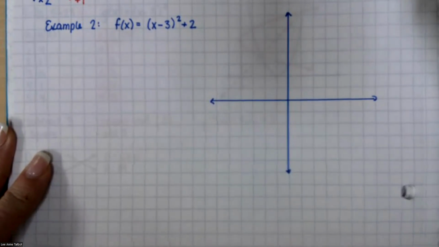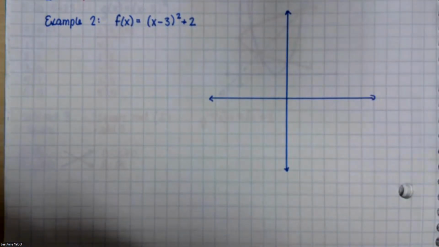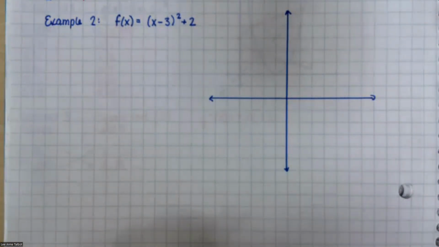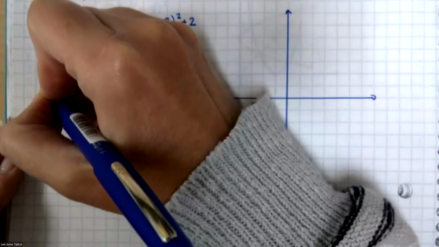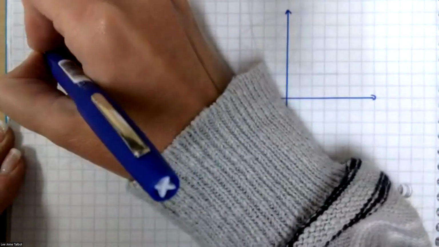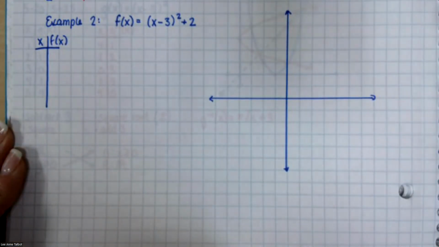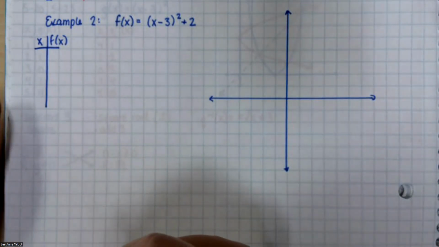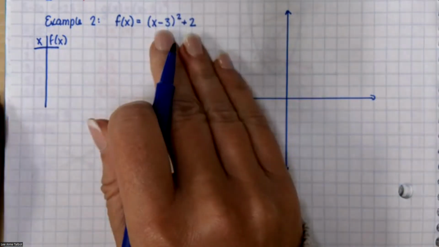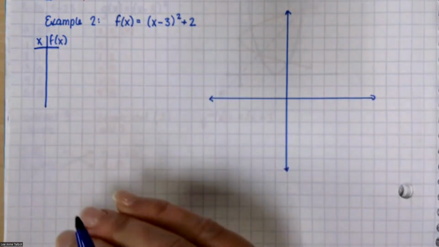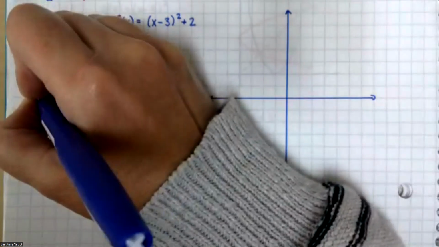All right, example 2. I bet your whole class could do this without me, but it's okay. Okay, first question. What is the vertex? First of all, it's a parabola, right? What's the vertex? 3, 2. Gorgeous.